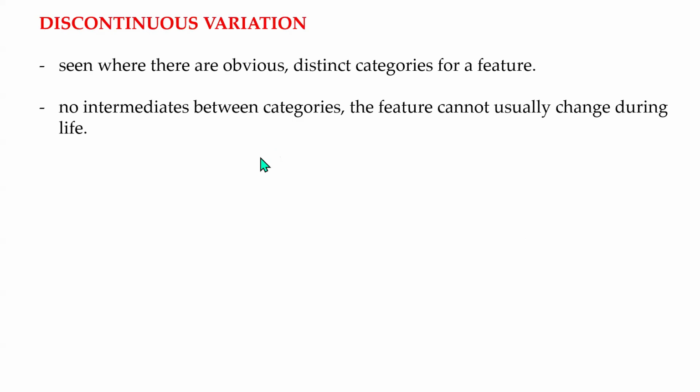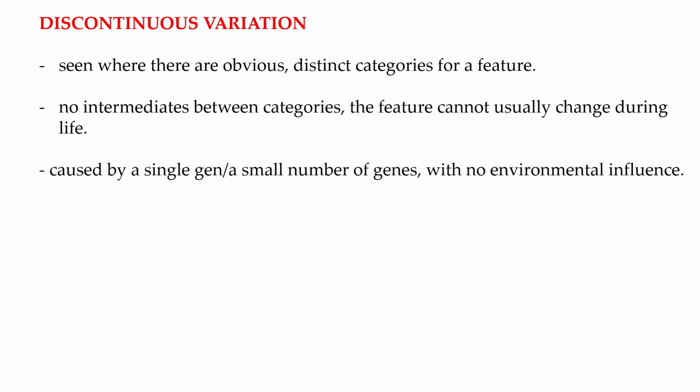Like for example, the color of skin. If you are black, then of course you are black, and if you have fair skin, it means that you have fair skin. Usually the skin color doesn't change with time, except for the recent issue of bleaching. It is caused by a single gene or a small number of genes, that is mutation. So genes can affect discontinuous variation, but there is no environmental influence. Environmental factors don't affect discontinuous variation.